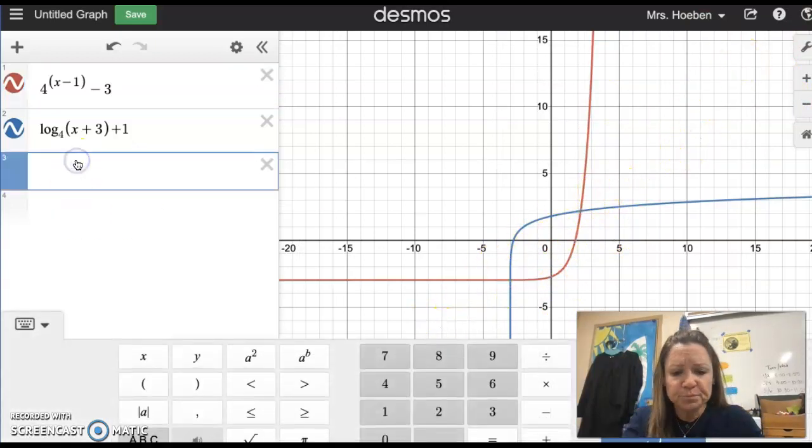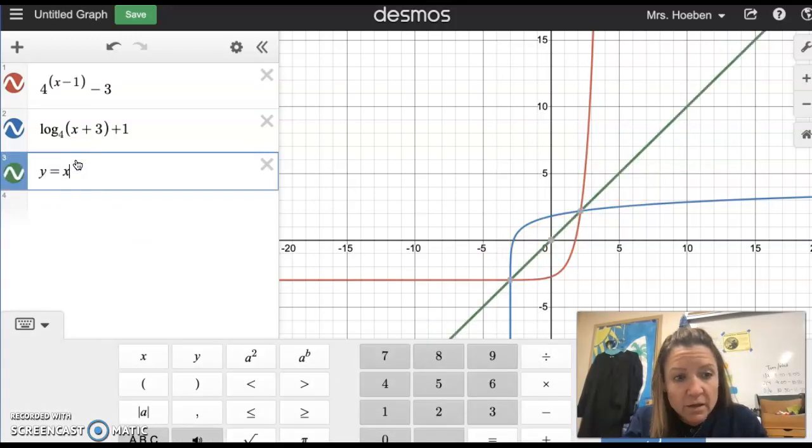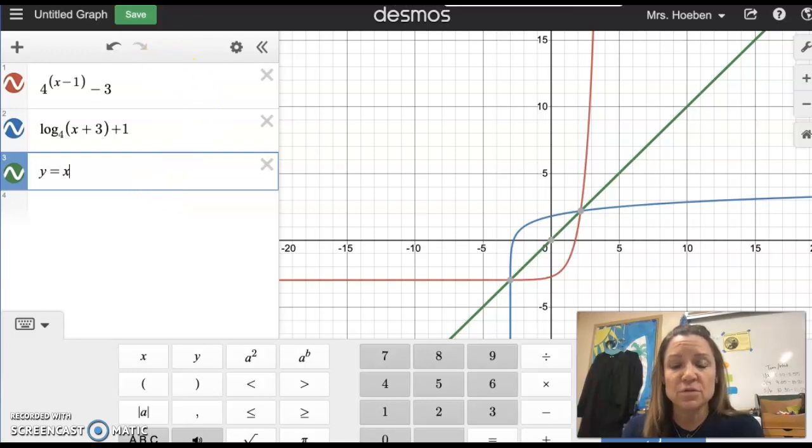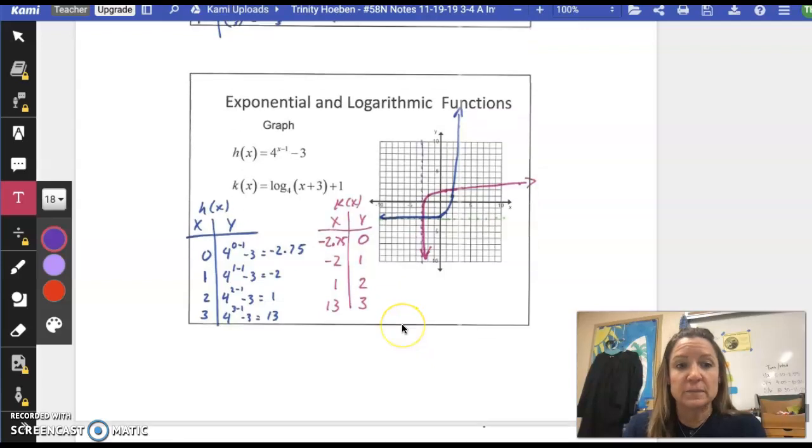You could draw, let me just type it in. There we go. You could type in a line of reflection and see that all the points on the line to the left of the green line are the same on the right. Even this little part in the middle looks pretty cool. All right, so let me go back to the notes.